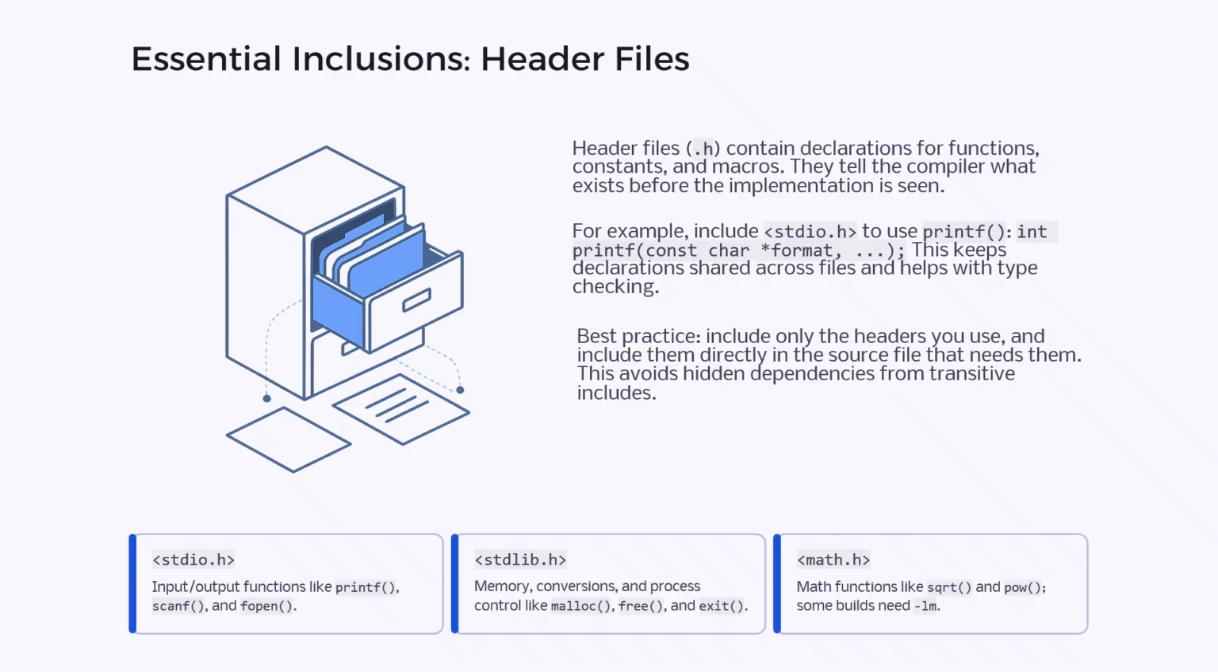stdio.h has input-output functions like printf, scanf, and fopen. stdlib, for standard library, is a header file used for memory, conversions, and process control, like malloc, free, and exit. math.h is a header file which includes math functions like square root and power. So these are the three examples for header files.